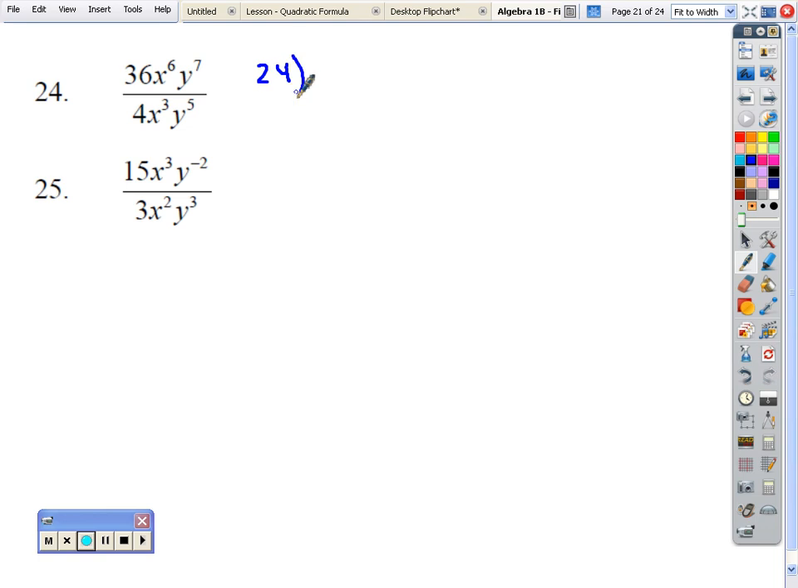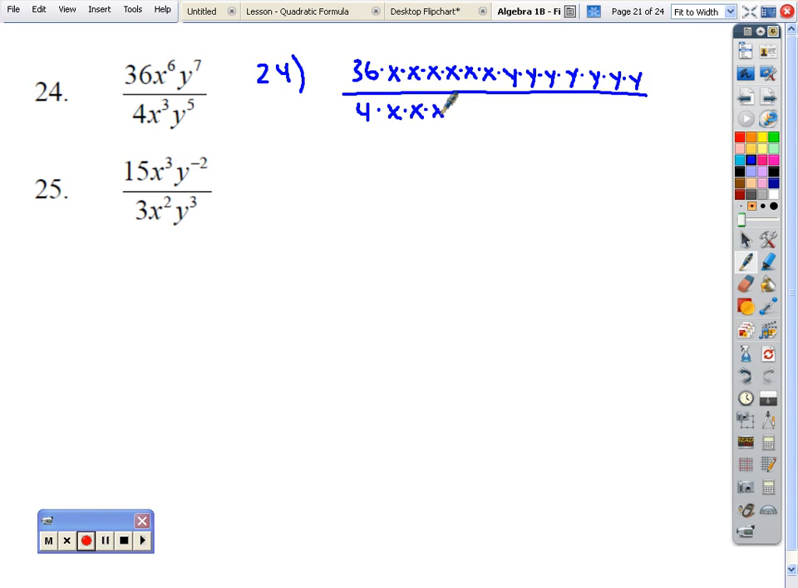I'm going to write out each piece of the problem. So I'm going to write 36, but then I'm going to write 6 x's. I'm going to write 7 y's. Okay, so that's my numerator. The denominator, I'm going to write 4 and 3 x's, and then 5 y's.